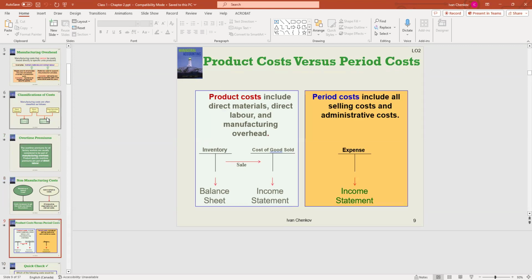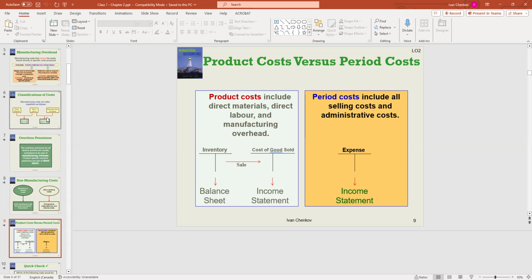So the first classification is based on production cost and period cost. Production costs, again, are direct material, direct labor, and manufacturing overhead. How are we going to treat them? First, they go to the balance sheet. That's why sometimes you will see product cost called inventoriable cost as well.